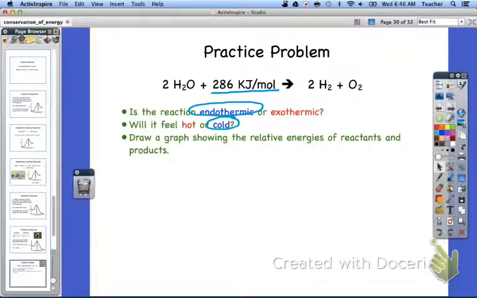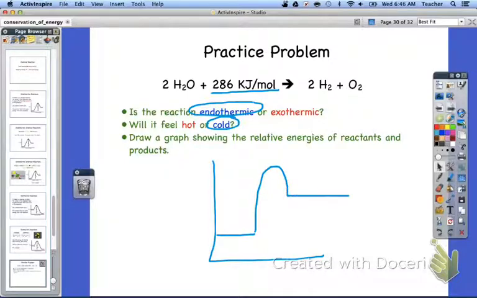Now, if we were going to draw a graph showing the relative energies of the reactants and the products, the reactants have less bond energy. We have this activation energy, and the products are going to have more bond energy. More bond energy because that 286 kilojoules that came from the environment is now stored in the chemical bond. Therefore, the difference in heat between the reactants and the products is going to be 286 kilojoules. And that's how you draw that bond energy diagram.